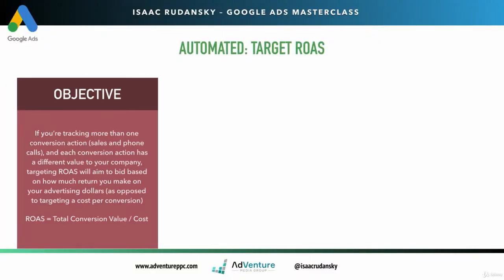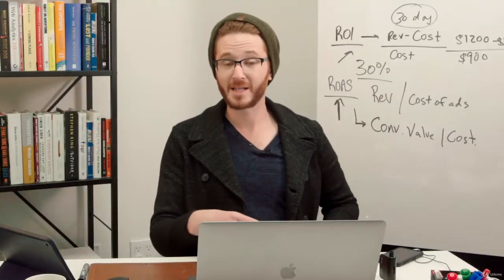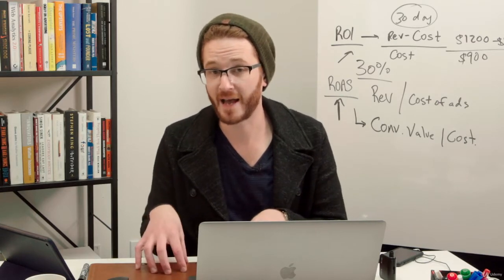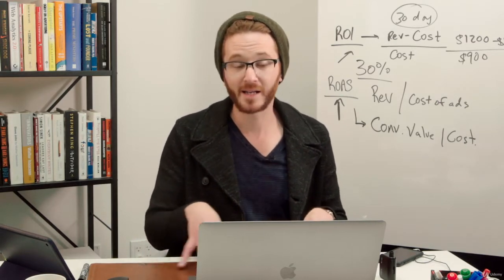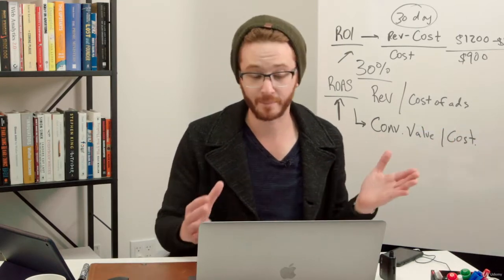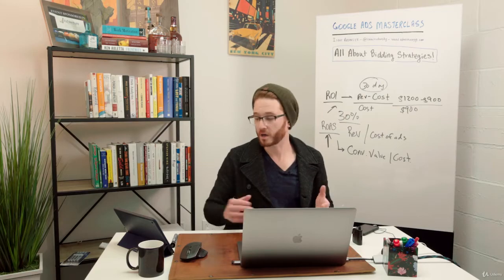So the objective overall is if you're tracking more than one conversion action, let's say sales and phone calls, and each conversion action, this is where things could get a little bit complicated, has a different value to your company. Targeting return on ad spend will aim to bid based on how much return you make on your advertising dollars, as opposed to targeting a specific cost per conversion. So when you're targeting by a CPA, it could be a little tricky because you have all these different conversion actions that represent different amounts of value. But if you want to take a whole campaign and say, this is the amount of money I'm spending, this is the amount of revenue that I'd like to generate, or the minimum, then you'll be in a good position to use target return on ad spend.